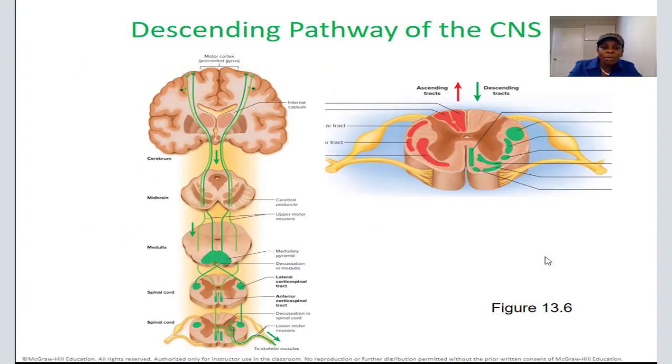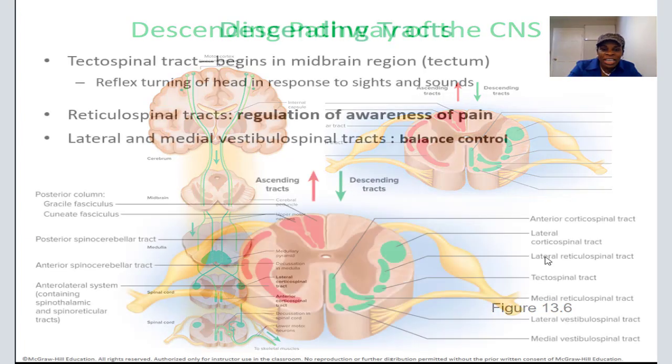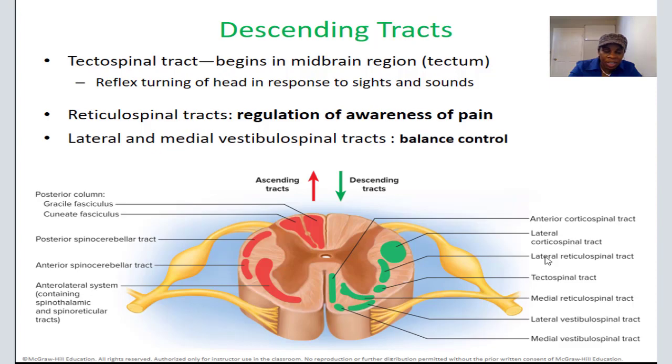Look at the descending. Look at it coming 85 south and 75 south. It comes down to give a command to carry out something specific. One example, tectospinal tract. It begins where? In the midbrain, a region called the tectum, right? Reflex turning of the head in response to sight and sound. When you hear something loud, you just jump and look, because of this descending tract, because your brain tells you to look there, like a reflex.